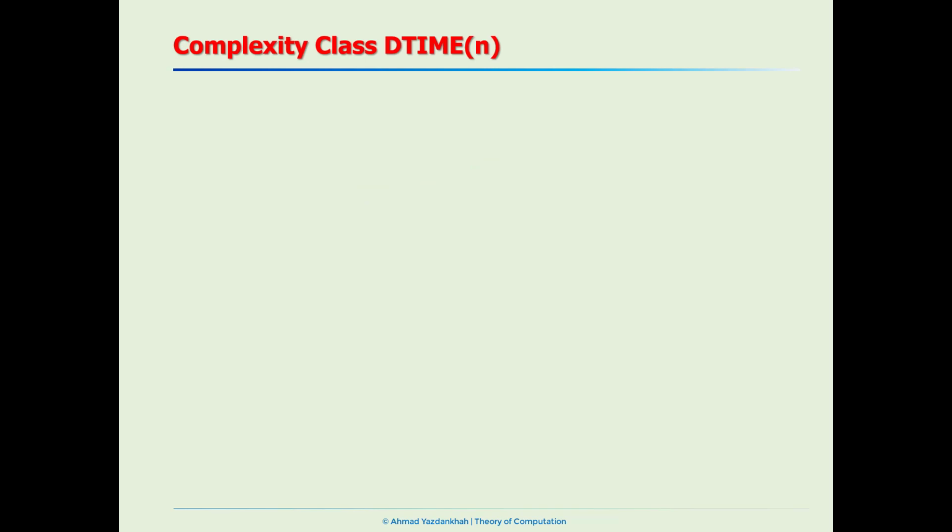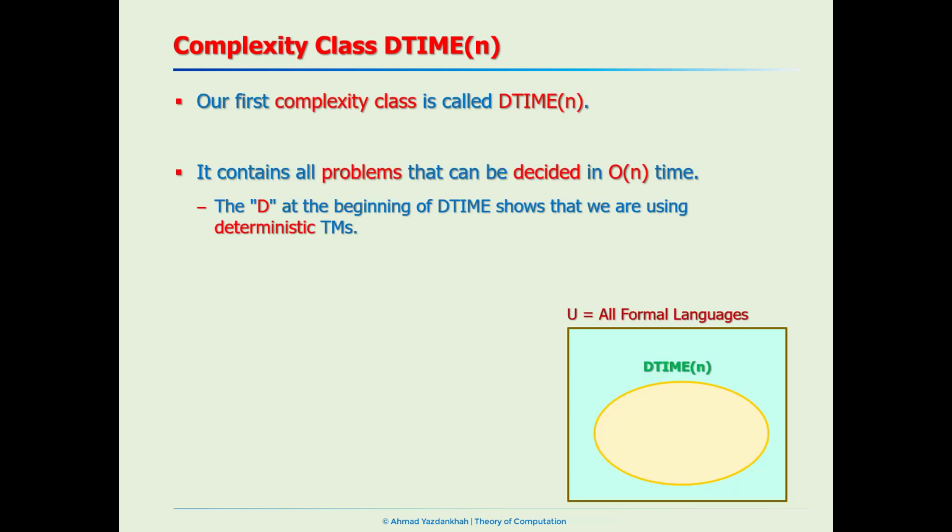Okay, so our first class is called D time n. What is this D time n? We put all of the problems that have the complexity of big O of n in this class. And this D is coming from the deterministic Turing machine, and this n is coming from this big O of n. Now let's see what kind of problems we can put here in this class.